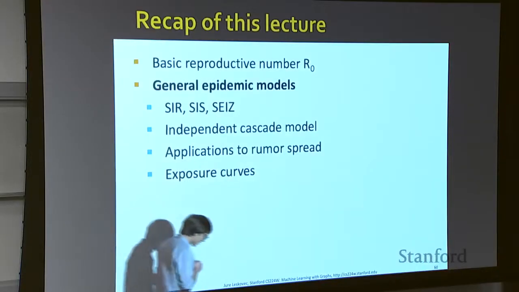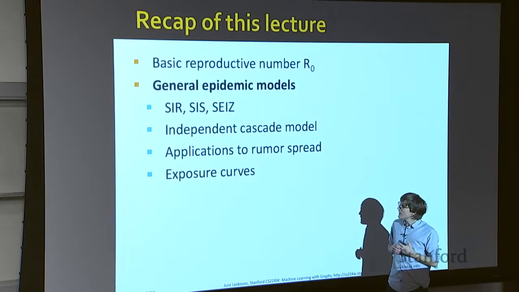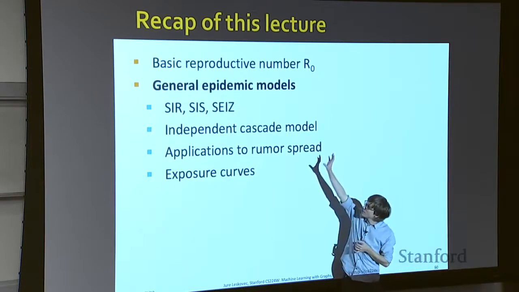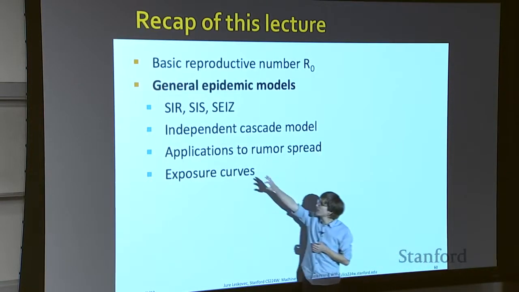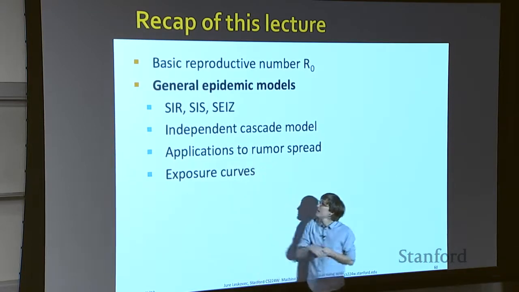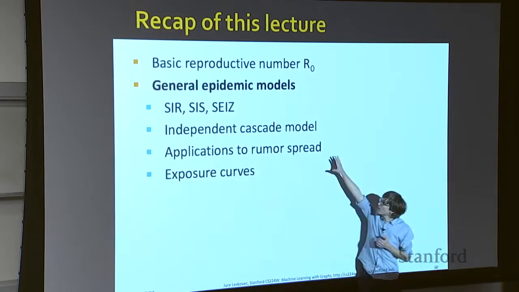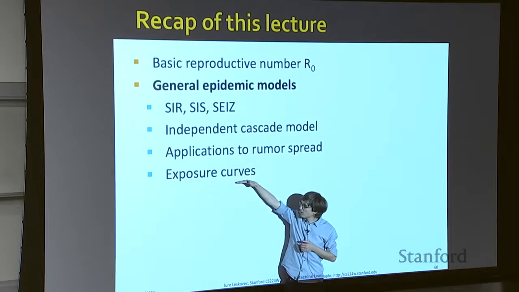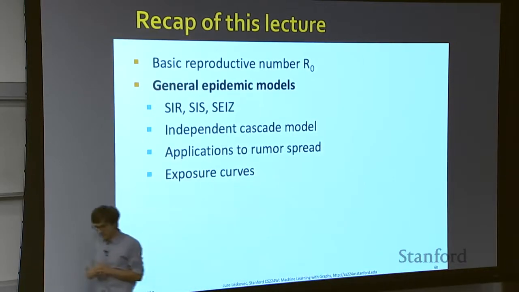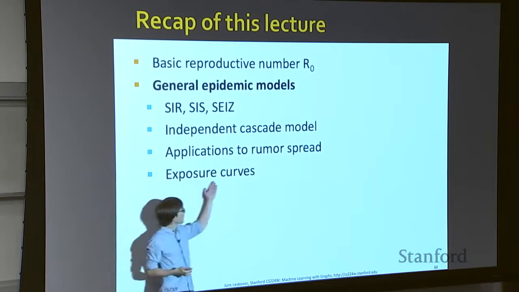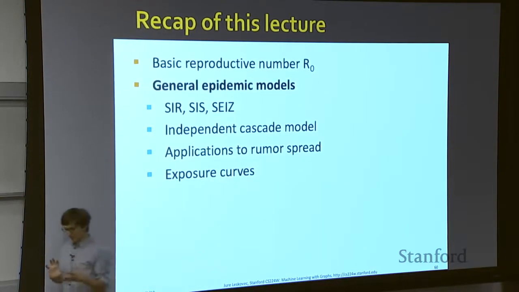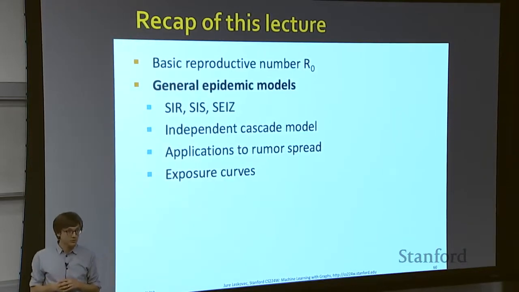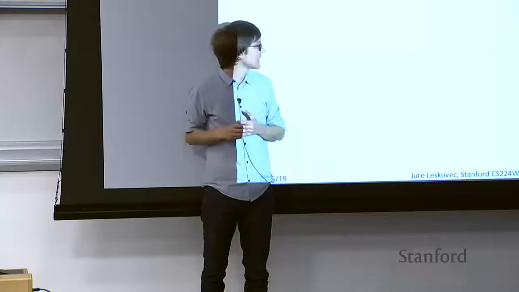Essentially what we talked about are these 3-4 different important concepts. One was this notion of a reproductive number. Then we talked about general epidemic models like SIR, SIS, SEIZ. And then we talked about the independent cascade model and its application to rumor spreading. And then we also talked about the notion of the exposure curve and how the number of exposures relates to the probability of infection. And then we looked at the case study of applying this concept to Twitter to measure the exposure curves and characterize them.